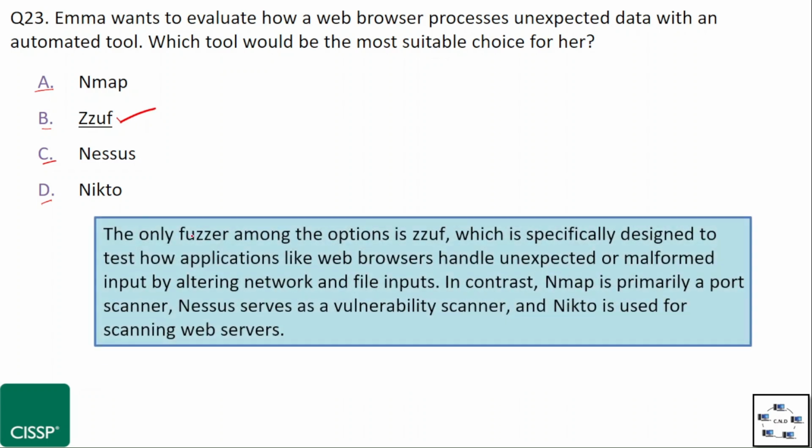So the only fuzzer among the options is ZZUF, which is specifically designed to test how applications like web browsers handle unexpected or malformed input by altering network and file inputs. In contrast, Nmap is primarily a port scanner, Nessus serves as a vulnerability scanner, and Nikto is used for scanning web servers.